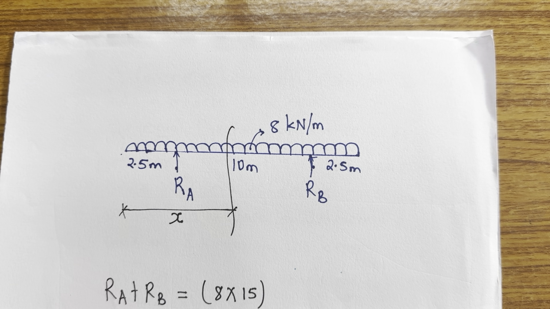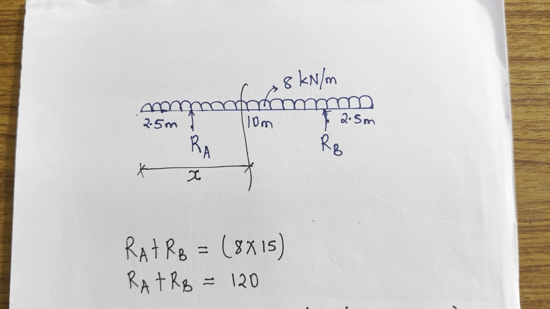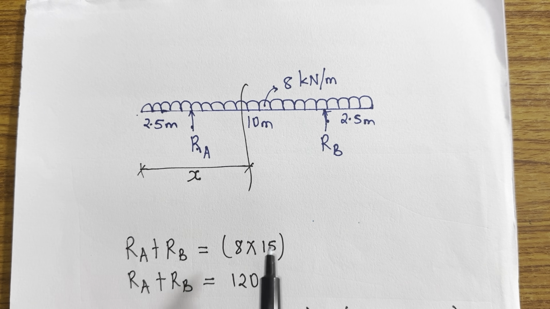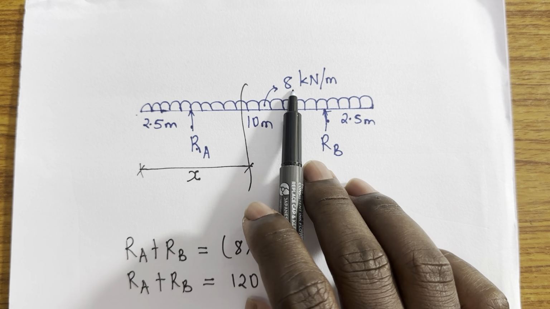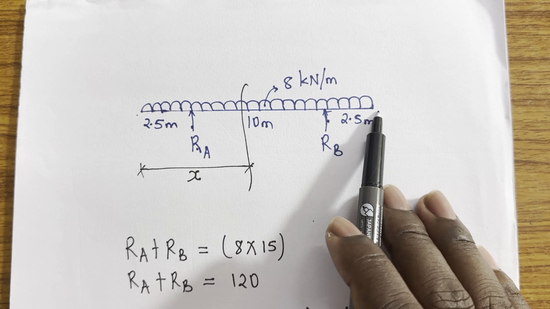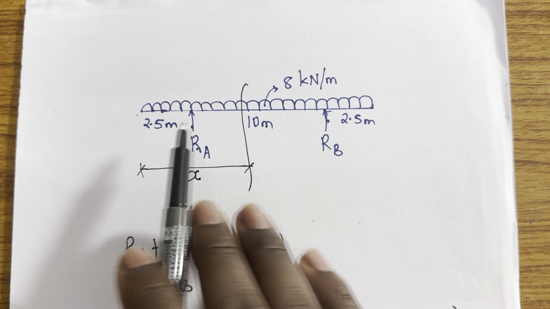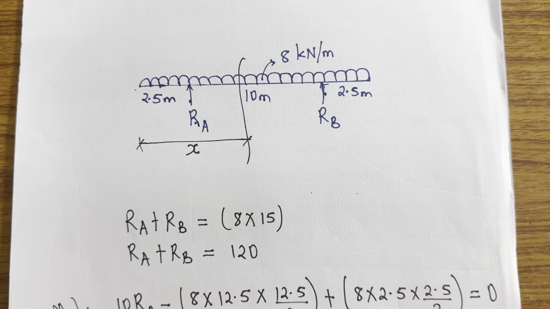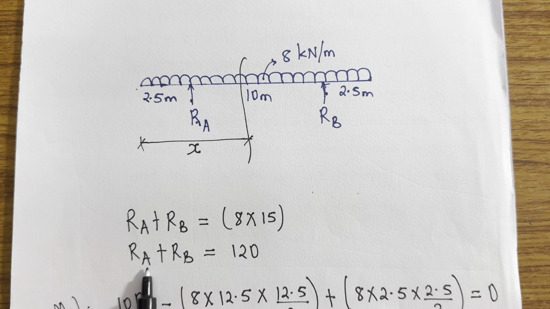Now how do you find the moment in this case? The first thing I've done is that the reactions RA plus RB, which are the upward forces, are equivalent to the total downward forces. The UDL is 8 times the total span it covers, which is 10 plus 2.5 plus 2.5, making 15. So 8 times 15 is the total downward force, and when you multiply this you get 120.